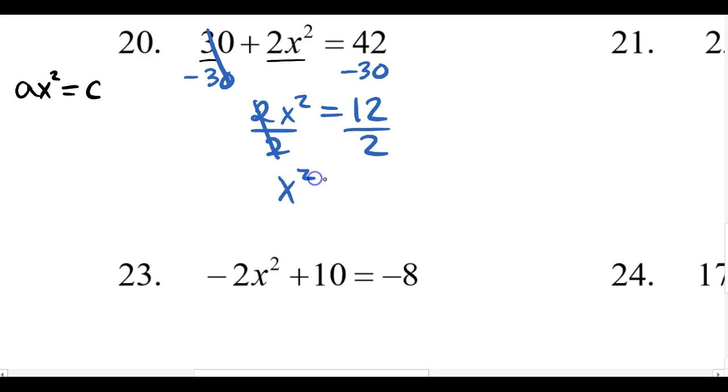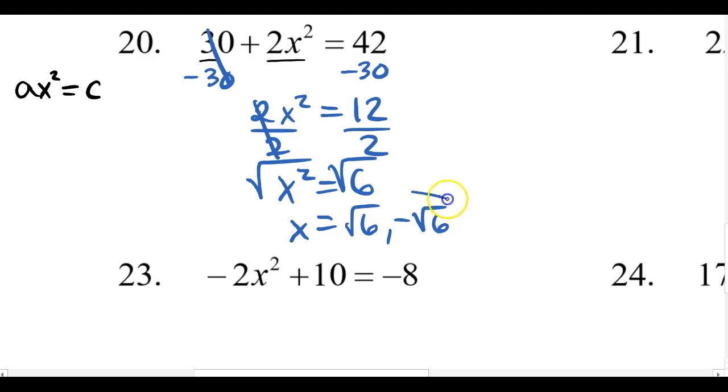and now x squared equals 6. And again, take the square root. And square root of 6 doesn't come out to a nice number. It comes out to a decimal. So we'll leave it as square root of 6. Now we'll have square root of 6 and negative square root of 6. And that's it.